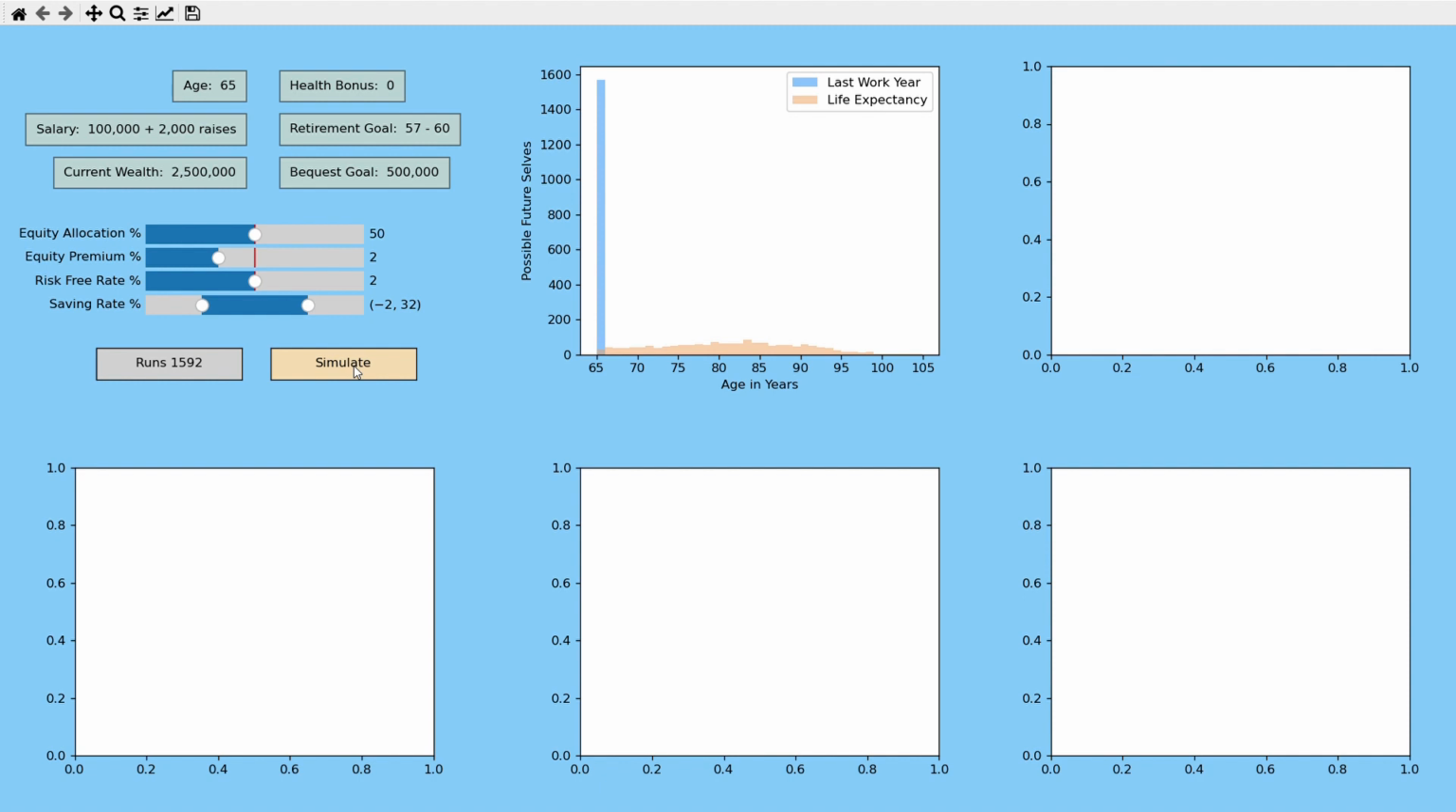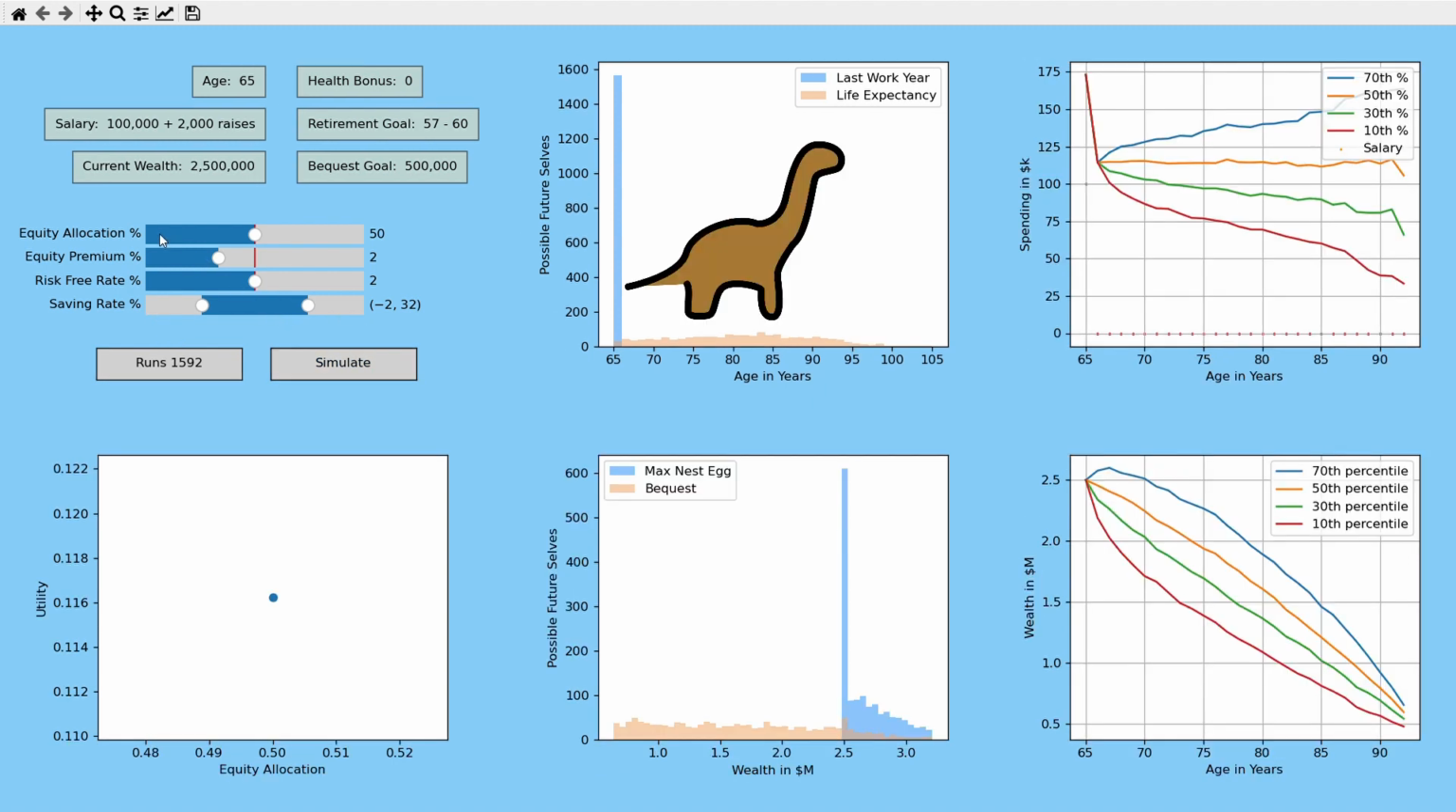Let's crank up the simulation to about 1,500 runs and press the simulate button. The top middle graph shows that this person is retired, and the actuary tables show their life expectancy spreads out quite a bit. The top right graph also shows that they need to reduce their spending quite a lot. The median outcome they can spend is about $120,000 per year, up to age about 92. The bottom right graph shows their net worth going in not quite a straight line towards zero.